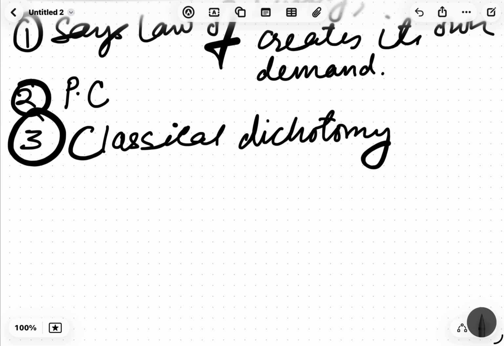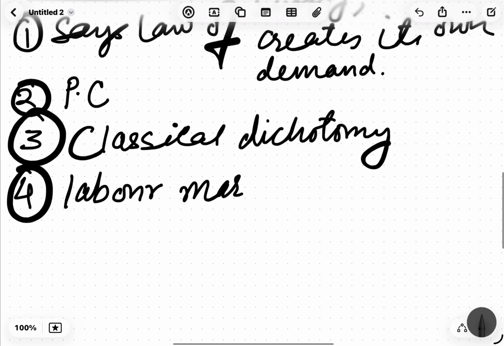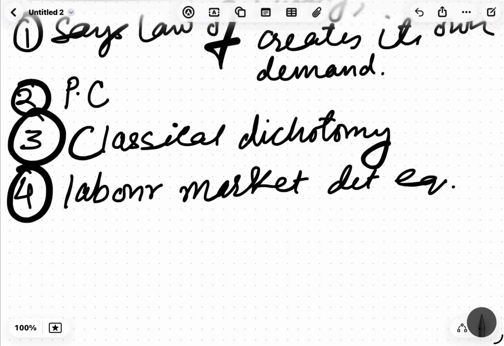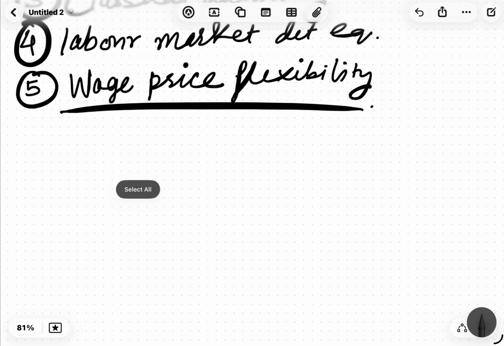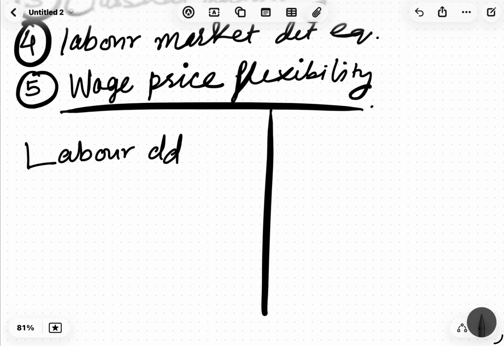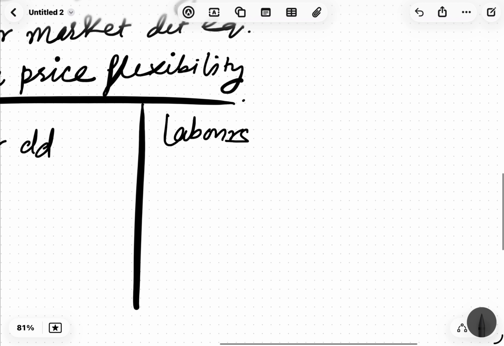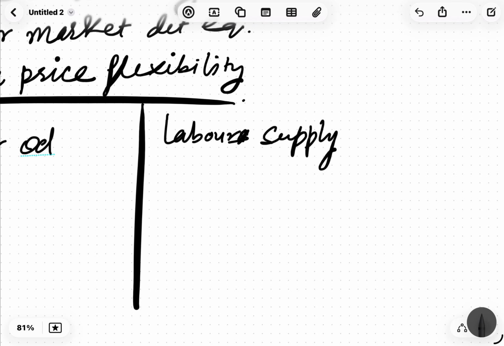Fourth assumption here is that the labor market determines the equilibrium, right? And the most important assumption of all is wage price flexibility. So, let me begin with wage price flexibility only. We see that as soon as we change the price, the wages change immediately, all right? But demand function formed, and what are the things that affect it?